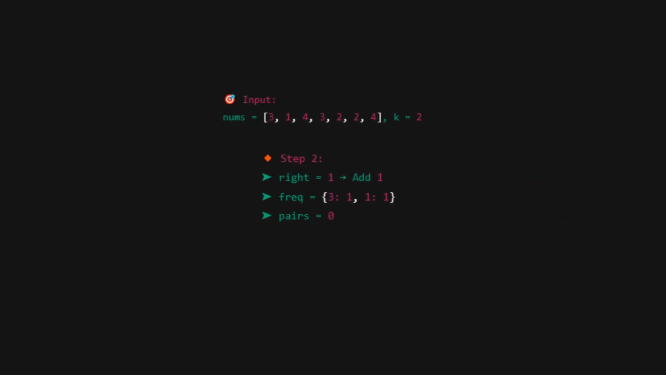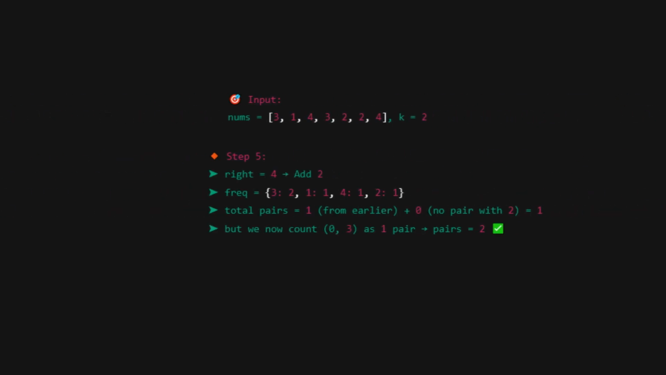Next, the right pointer moves to 1. We update the map, 3 maps to 1, 1 maps to 1. Still no pairs, so we continue. The pointer then moves to 4. The map becomes 3 maps to 1, 1 maps to 1, 4 maps to 1. Still 0 pairs, so we move ahead again. Now, the right pointer reaches another 3. We update the map. 3 maps to 2, 1 maps to 1, 4 maps to 1. Now we have 1 pair, 2 threes.